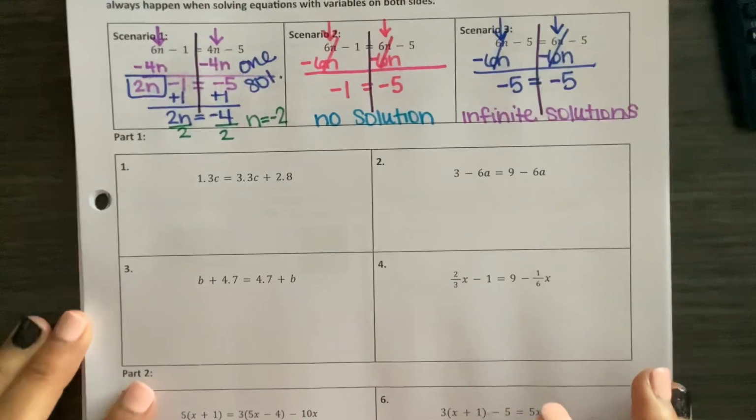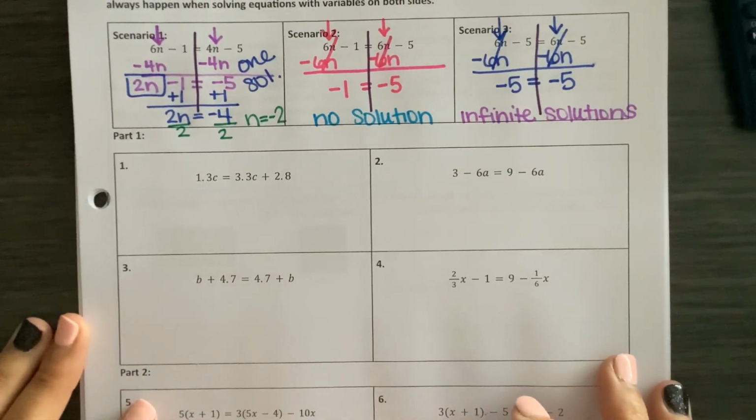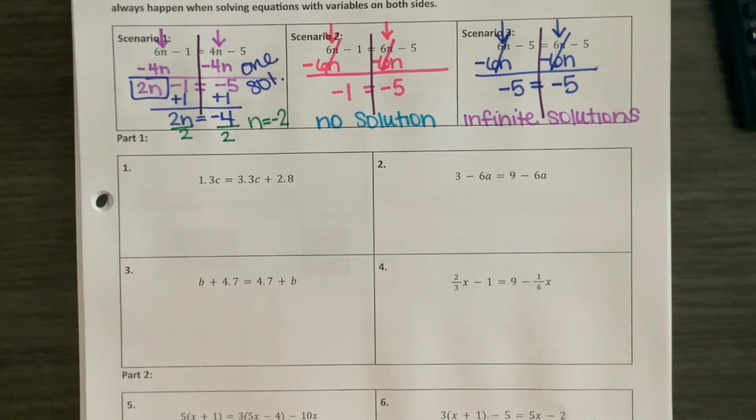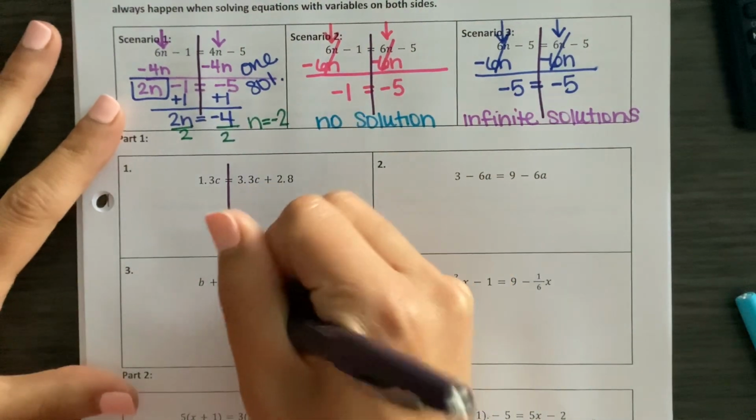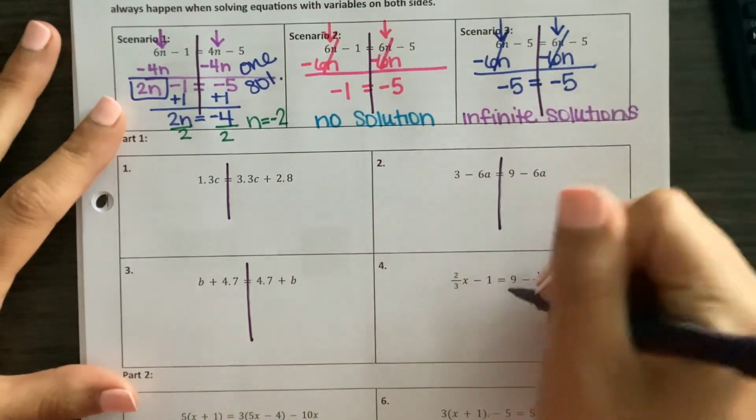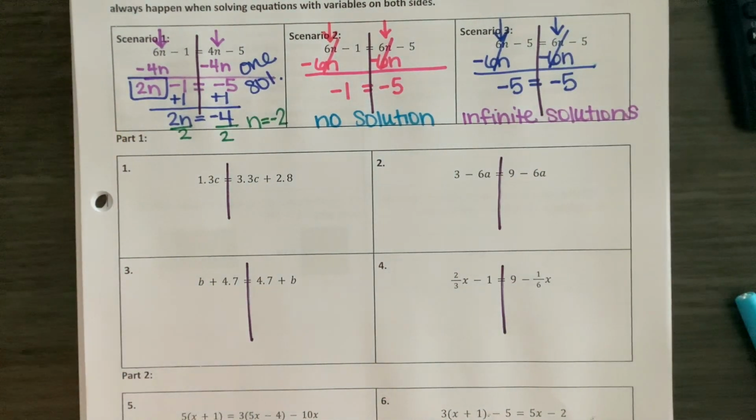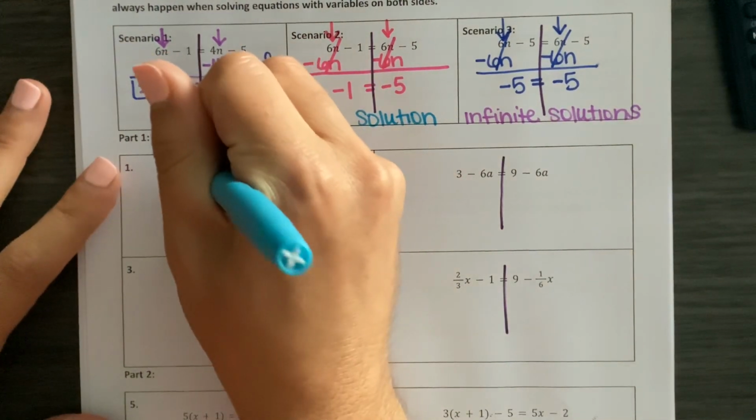So let's look at these first 4. These first 4, again, are basic. If you look, there's no parentheses. There's no combined like terms. We're just working on using those skills to solve like we did at the top. Okay, so on this first one, I'm going to find my variables.